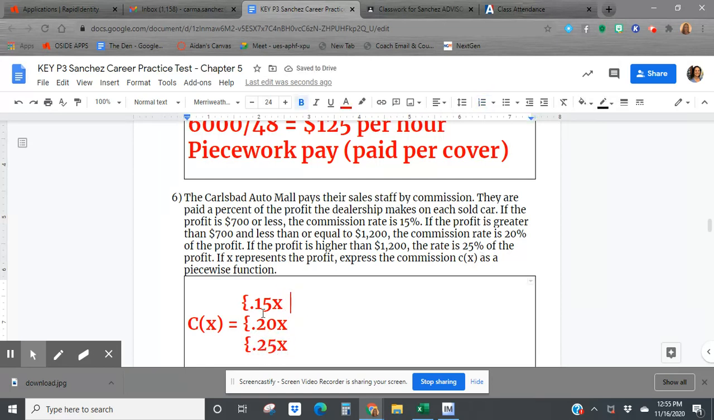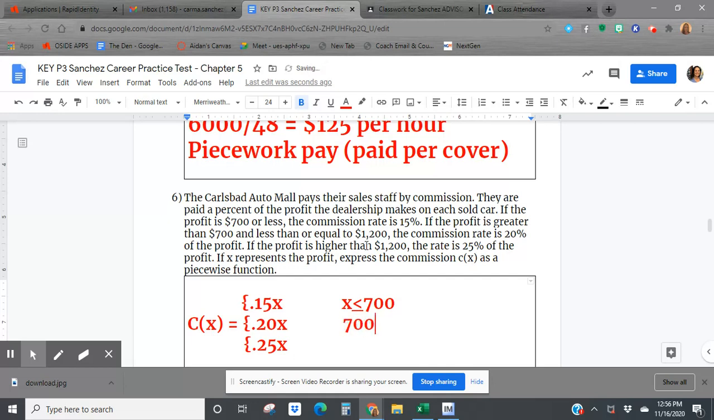But besides writing down these different functions, we also need to write their relative domains. What are the parameters for this commission? So the first one says if the profit is 700 or less, so that's going to be x values less than or equal to 700. Then it says if your profit is over 700 or less than or equal to 1200.